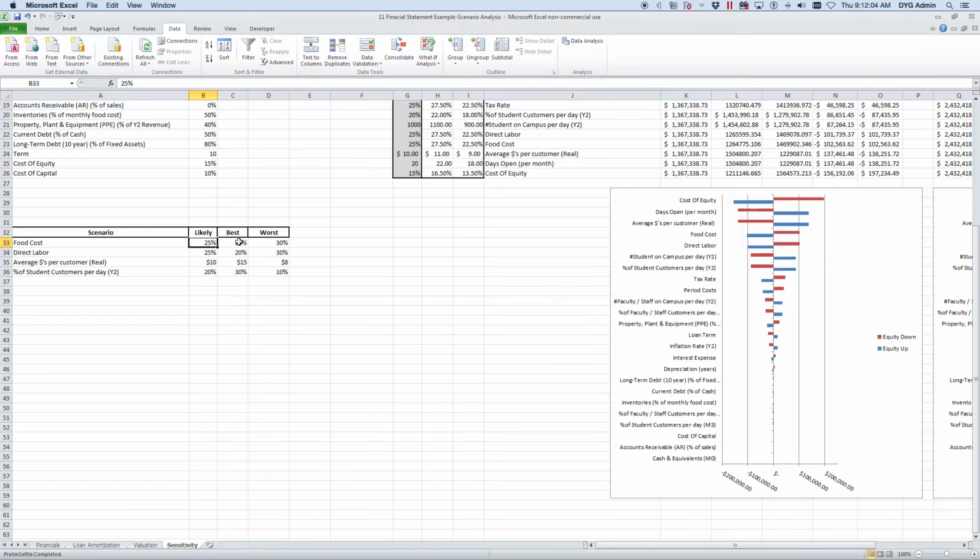Best case for food and direct labor would be that we wind up being able to manage that better, get it down to maybe 20%. Could go up to 30%. Just hard to imagine it could go beyond 30%. The two that we really don't manage are the amount the customer spends and the percent of students. Could be that students on average spend up to $15 a day.